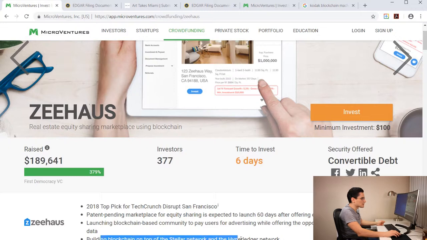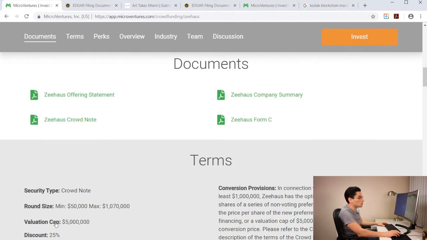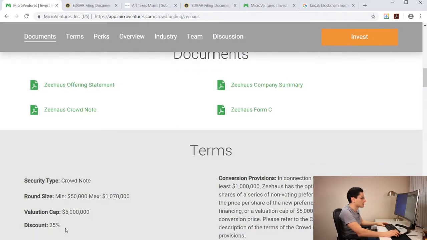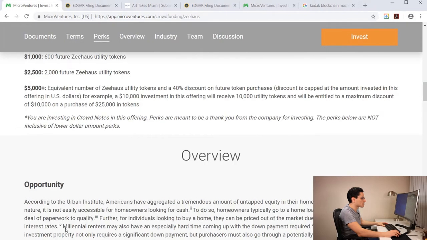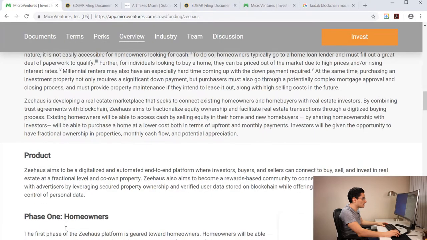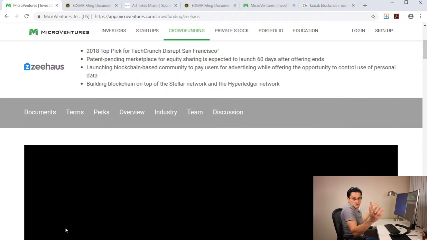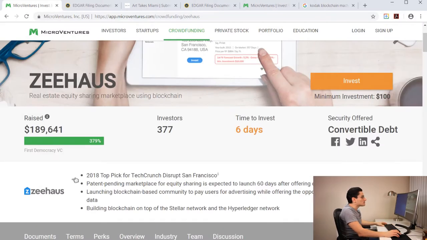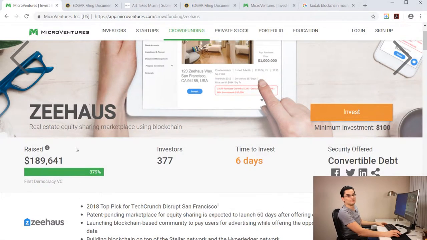Building blockchain on top of Stellar Network and the Hyperledger Network. No clue. Maybe I'm old school, maybe I'm old fashioned, behind the curve on this, but this just looks like a bunch of crap to me, I'll be honest. So, hey, could they be the next Apple? Maybe. But could they also keep losing money? A lot of maybe. Alrighty, so I think we have one more we could take a look at here.